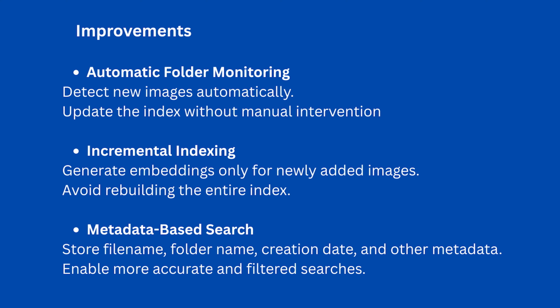The second improvement is incremental indexing. Right now, the application regenerates embeddings for all images whenever the index is rebuilt. A more efficient approach would be to generate embeddings only for newly added images and append them to the existing vector index. The third improvement is metadata-based search. Along with embeddings, we can store additional information such as file names, folder names, file sizes, and creation dates. This allows us to apply filters and provide more meaningful search results. So these are few points that we can add to improve the result.